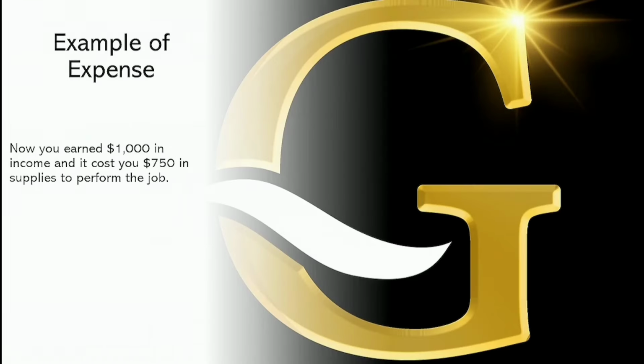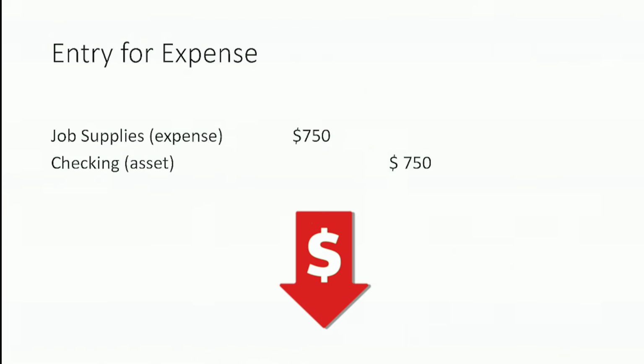Now that you have earned that $1,000, of course, it costs you money to perform the work or the product, whatever it is. Now, let's say it costs you $750 in job supplies to perform the job. What do you think that entry is going to look like? Our debit's now going to be our expense of the $750 because you just increased your expense by $750 and you had to pay out $750. So you decreased your checking account by $750.